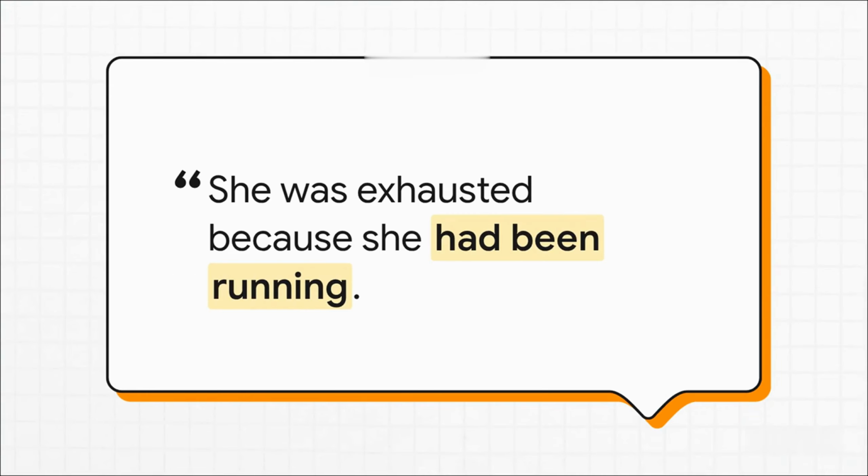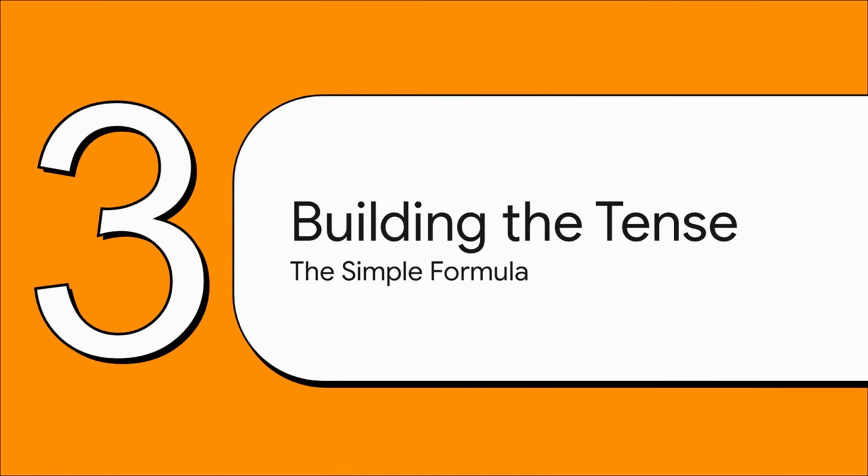And there it is, the solution. She had been running. That one phrase instantly paints a picture, right? It shows us a continuous action, running, that happened over a period of time and led directly to her being exhausted. It is the perfect backstory. Okay, so now that we've seen just how powerful this tense is, let's look under the hood and see how it's actually built. And the good news?